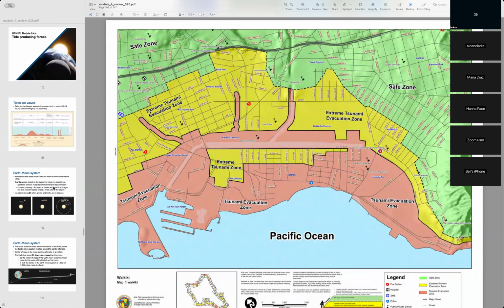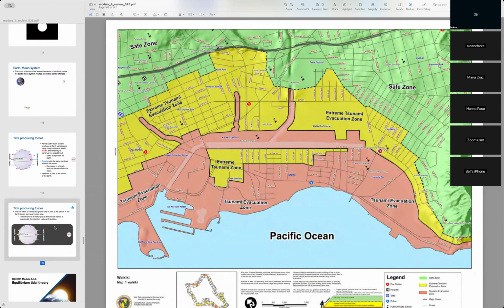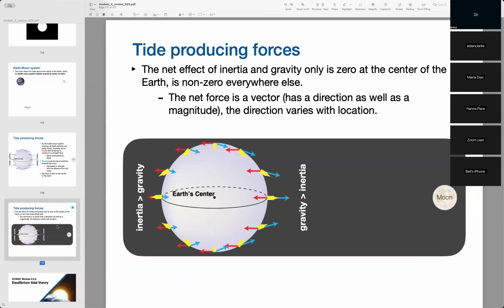Okay, the final topic that we had was tides. The very important part of the tides is the tide-producing forces. Tides are produced by an imbalance in the combined Earth-Moon or Earth-Moon-Sun system. Let's just focus on the Earth-Moon system. This system rotates around a point within the Earth. As a result, over the course of a month, this thing rotates around this point, somewhere 1,000 miles from the surface of the Earth.